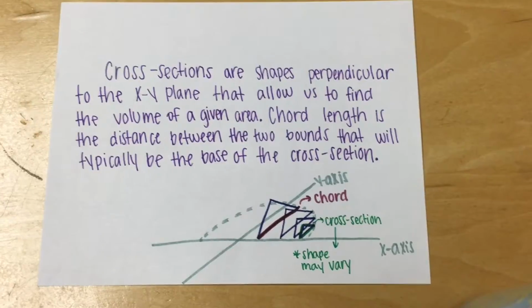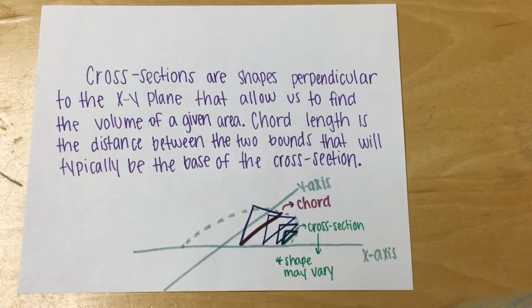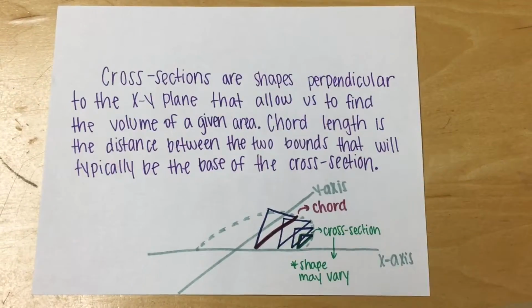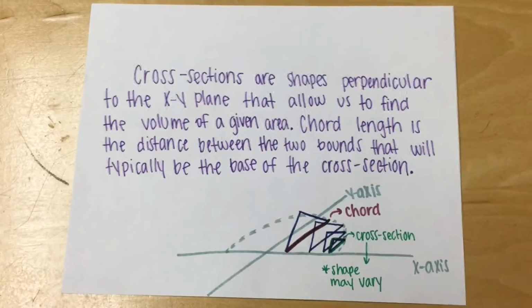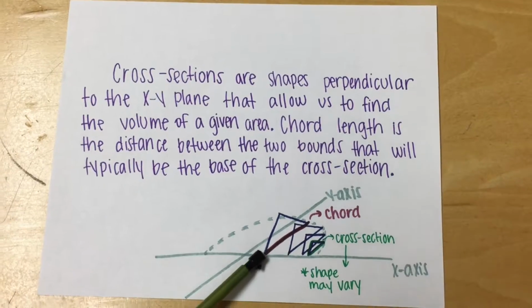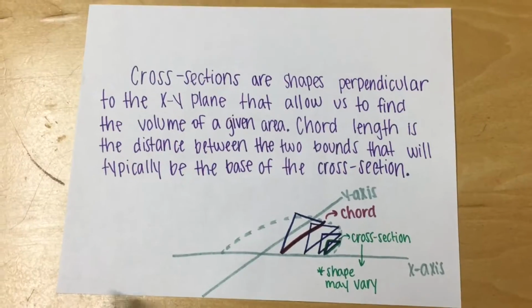Cross-sections are shapes perpendicular to the xy plane that allow us to find the volume of a given area. Chord length is a distance between two bounds that will typically be the base of the cross-section. In the pink you can see that's the chord, and in the green it's the cross-section, the actual triangle.